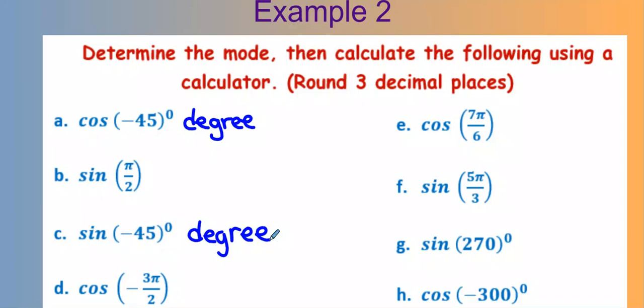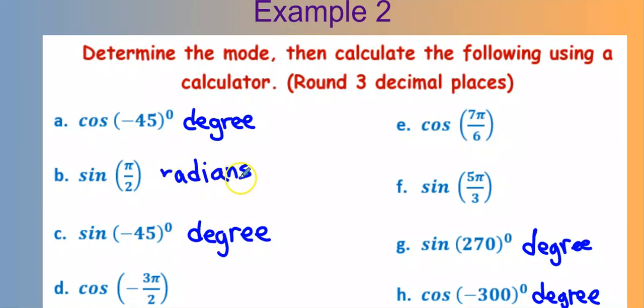Which one did I get? Jenny. You're exactly right. So degree for both of these. Yes, G and H. Perfection. All right, so the other ones don't have a degree symbol at all, so that means they are... You're exactly right, guys. All right, so these are all radians.